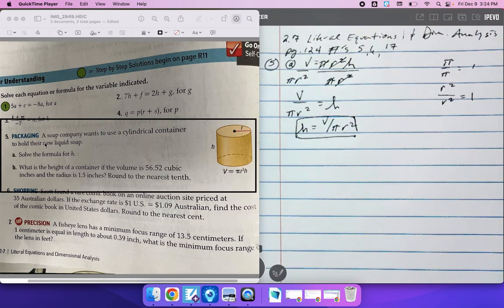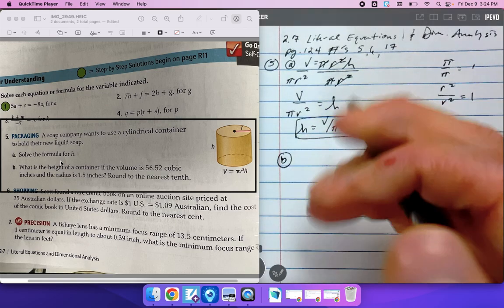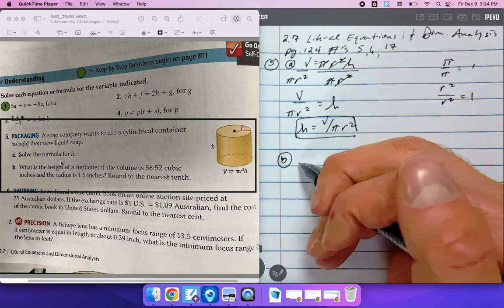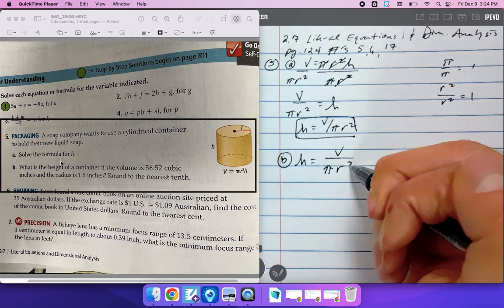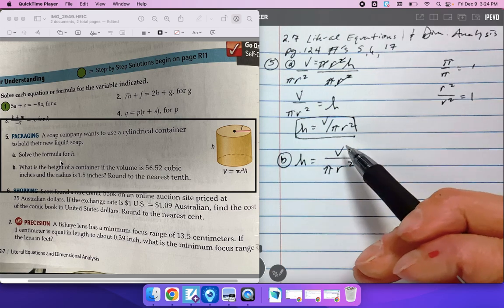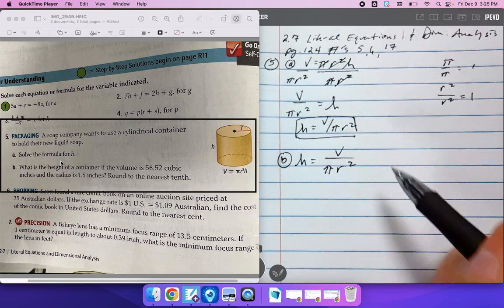So it really doesn't matter that this is a soap company. It's just, there's your cylinder. It's supposedly going to hold new liquid soap, and there's your formula. And here we did get the h solved for so that it's on the left. What this means is that for part B, we can set this up to where we use the formula. That's why these problems are designed the way they are, so that our new inputs are volume and radius, and then our output is going to be h.